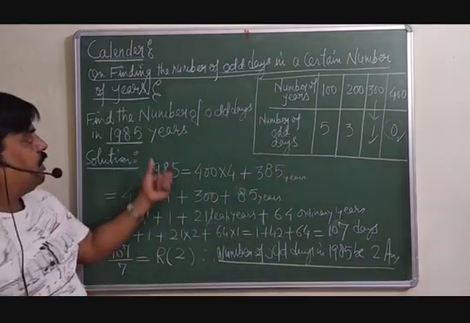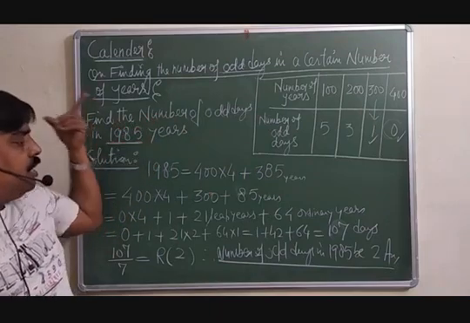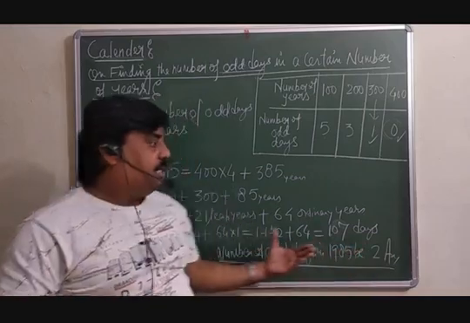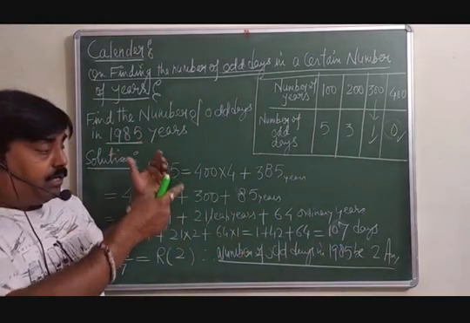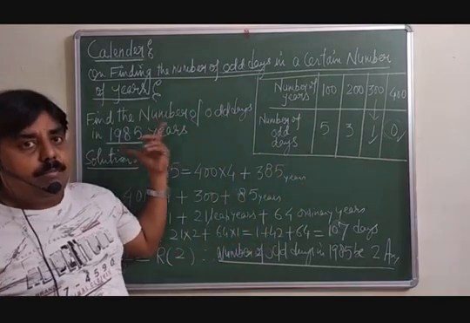So you can calculate the number of odd days in any year. किस उस particular year में how many odd days will be there? That means in that particular year 2 days will be left out, which will not be the part of the week. Have a look.